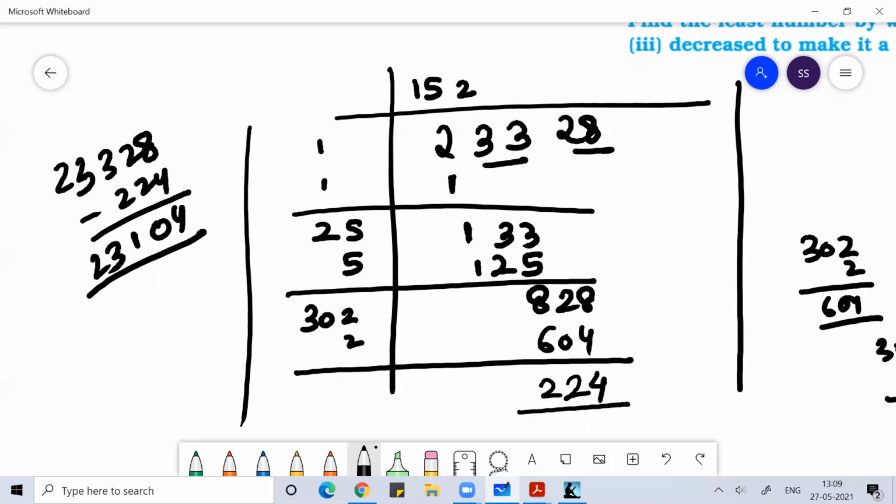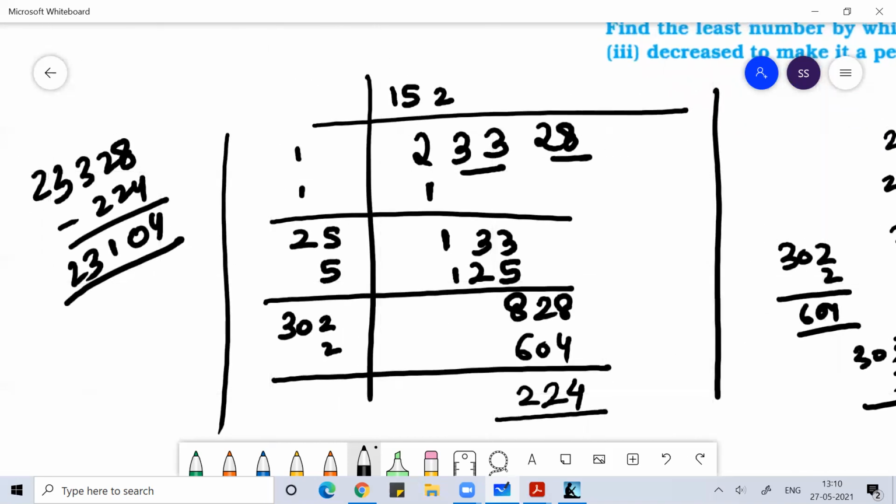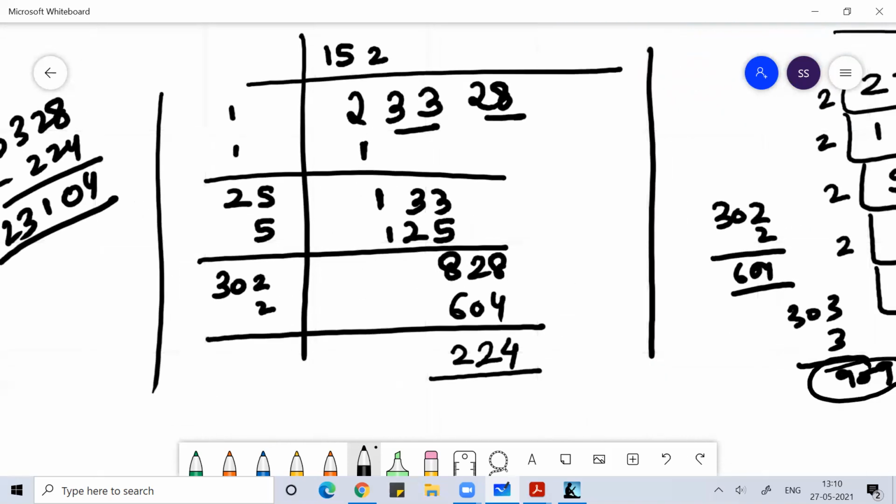So by what number can you subtract? If you subtract 224, this number would become a perfect square. Can you understand this? If I ask how much you can add, for adding you would need 909. It should be 909.